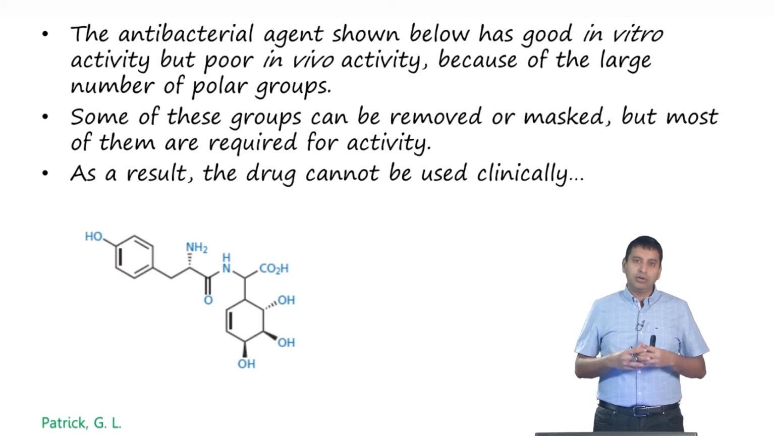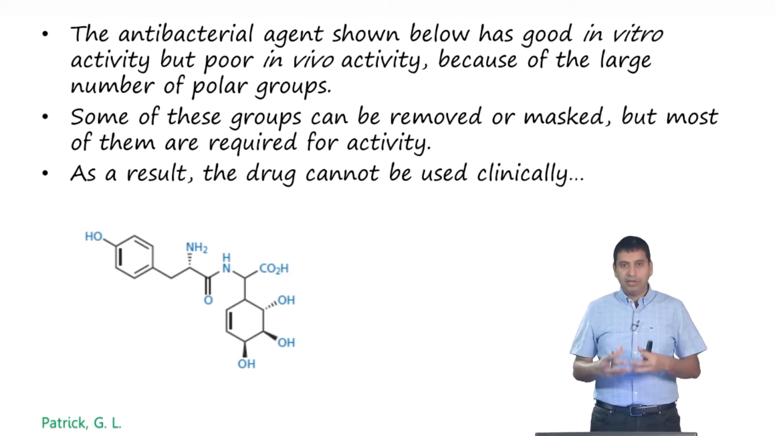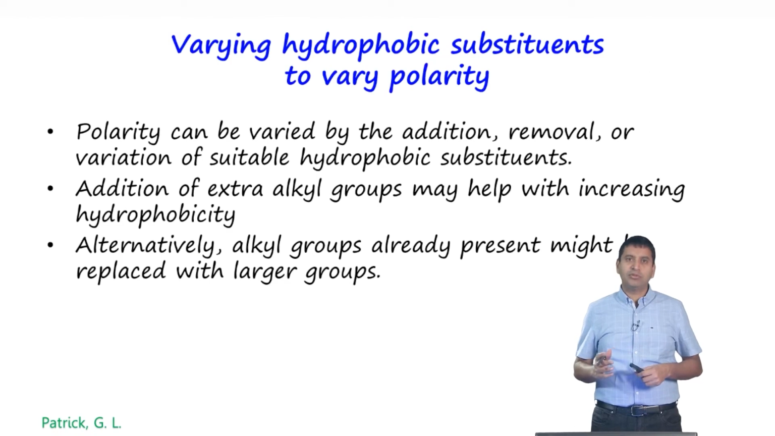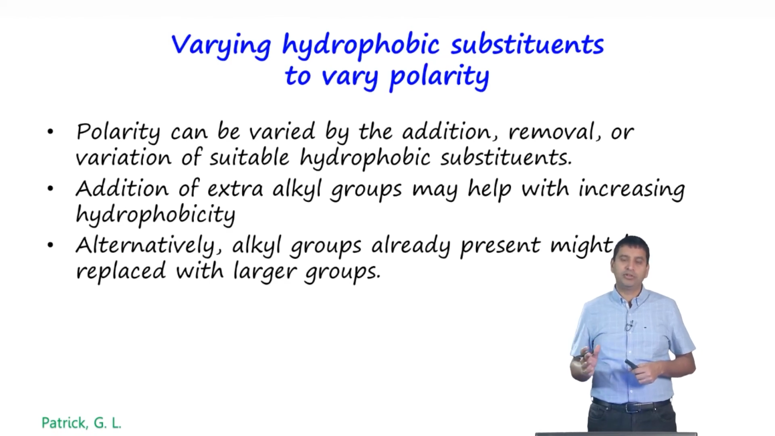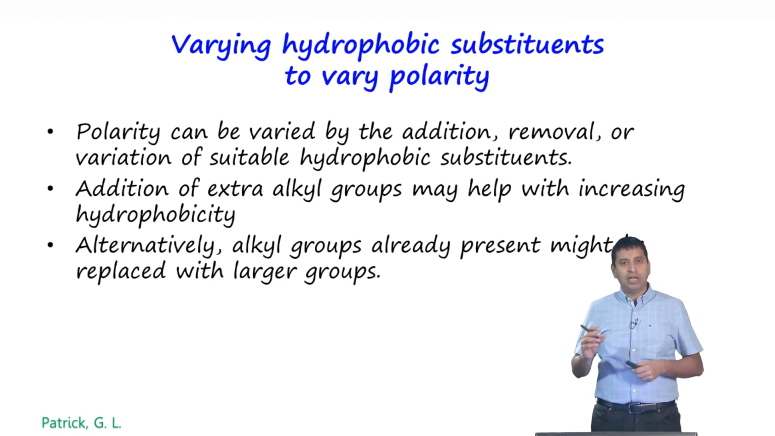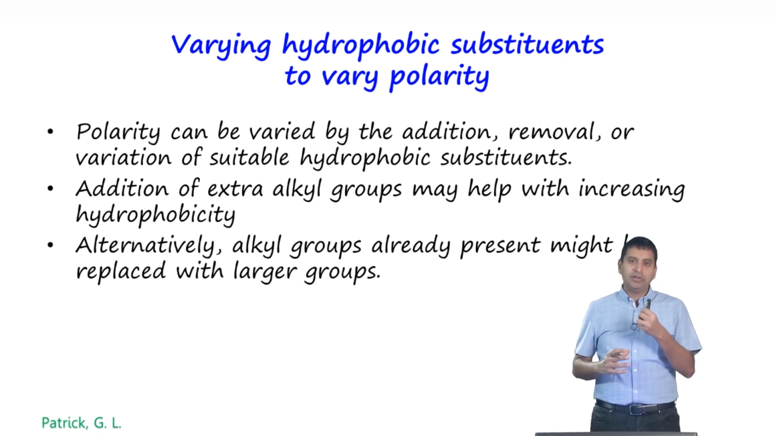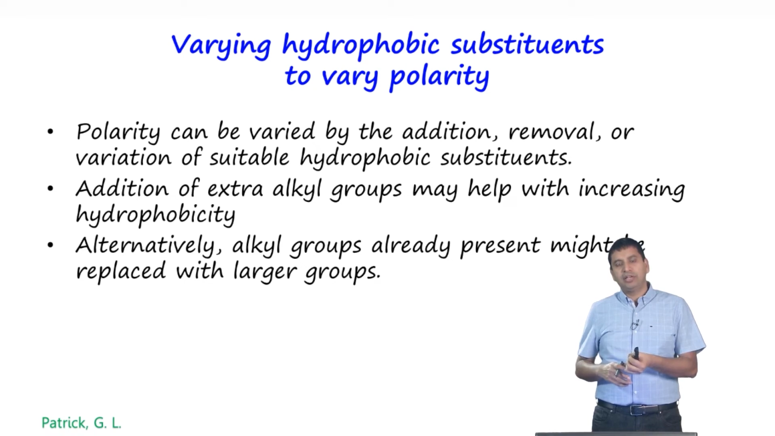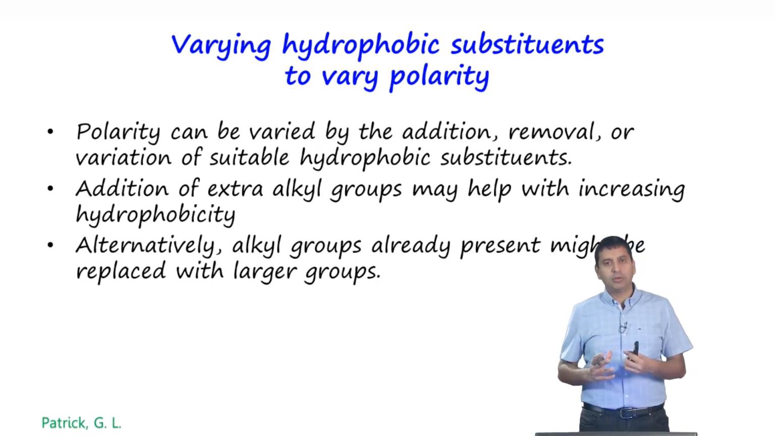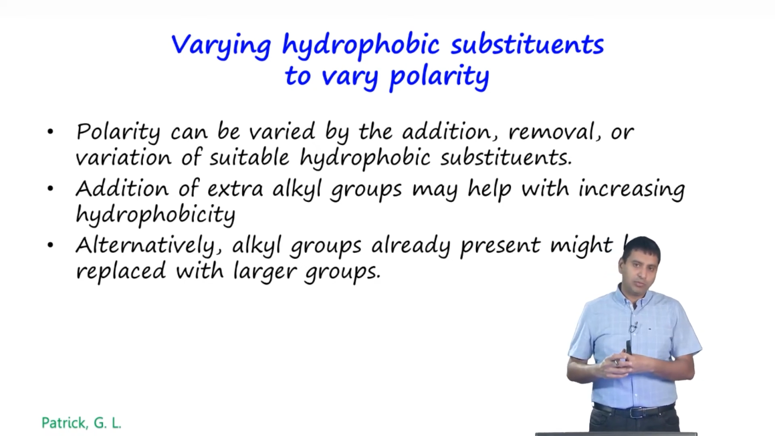One approach to improve this molecule would be to mask it in a way such that it can be administered and reach the target, and perhaps before it reaches the target we can unmask the polar groups. The next approach is to vary the hydrophobic substituents to vary polarity. Polarity can be varied by addition, removal or variation of hydrophobic substituents. The alkyl group that we add will help with increasing hydrophobicity. The alkyl group already present can also be replaced with larger groups. If you have an isopropyl group, then you can convert it to a tertiary butyl group or a neopentyl group and so on.